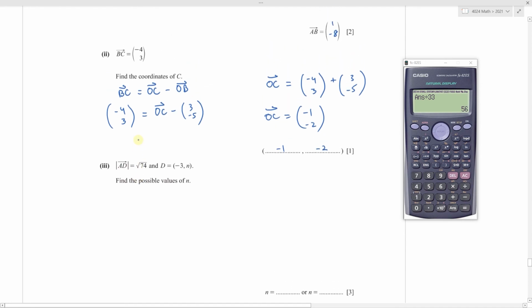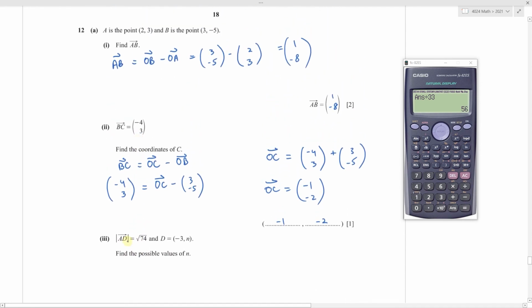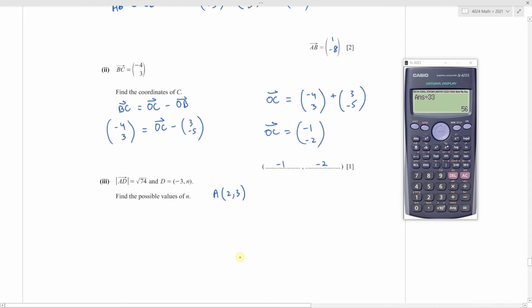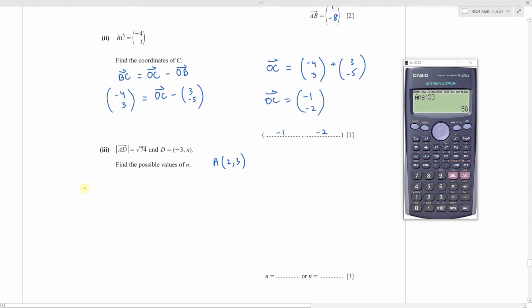So if you look at your given points, you're given the coordinates of point A, which are 2 and 3. So now let's find vector AD first. This will be position vector OD minus position vector OA. OD is minus 3 and n. Minus OA, which is 2 and 3. So this will be minus 5 and n minus 3.